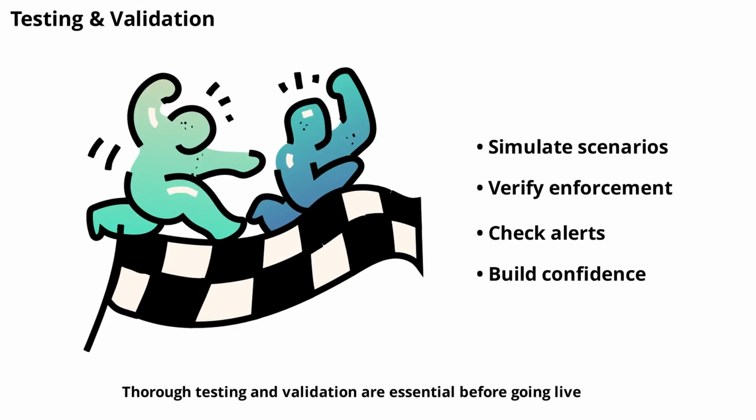Thorough testing and validation are essential before going live. This phase, lasting 2 to 3 weeks, involves simulating data loss scenarios, verifying policy enforcement, and ensuring alerts work as intended. Testing helps catch issues early and builds confidence in your DLP solution.